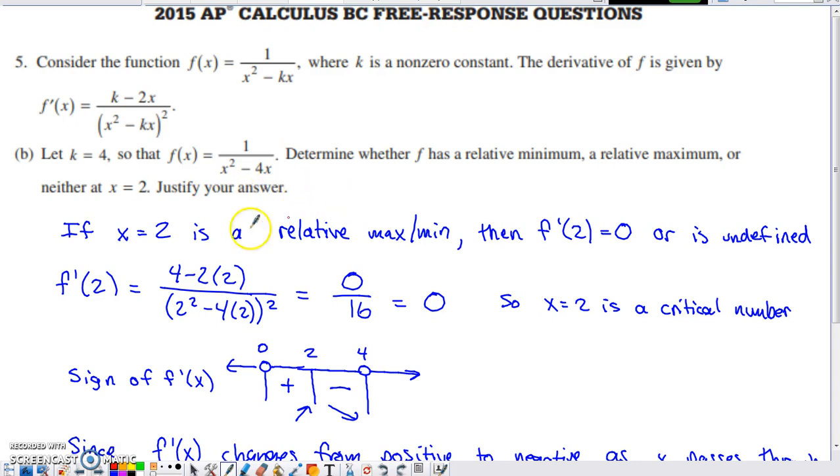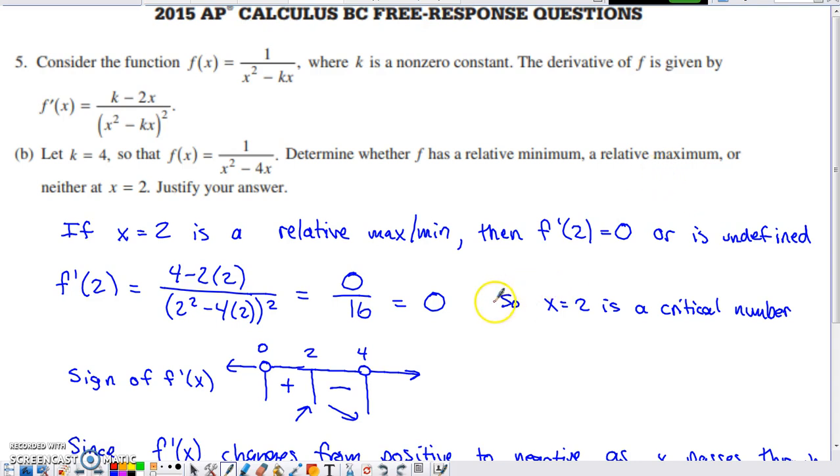So if x equals 2 is the location of a max or a min, then one of two things has to happen at that x value when we plug it into the derivative. Either f prime of 2 has to equal 0, a horizontal tangent at that location to have a max or a min, or we could have a cusp, an undefined slope at that max or min. So 2 has to be a critical number.